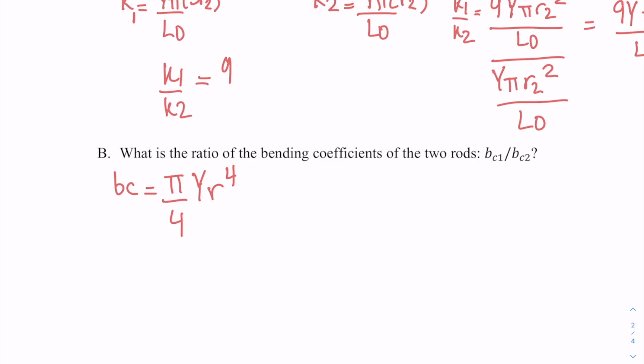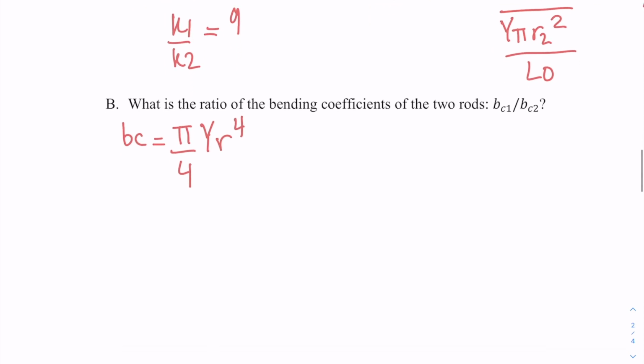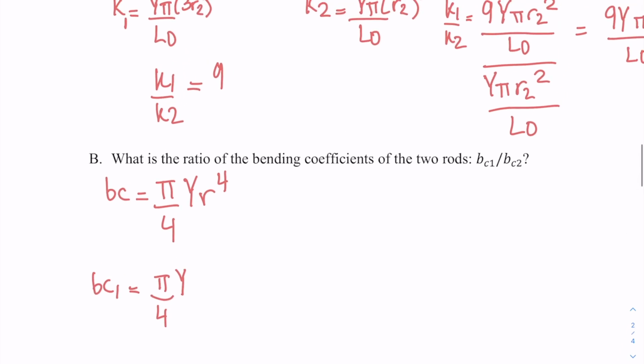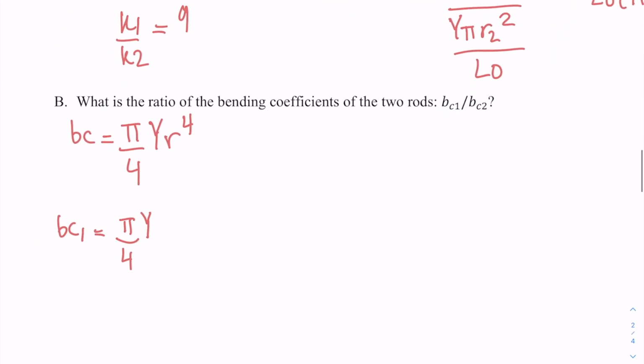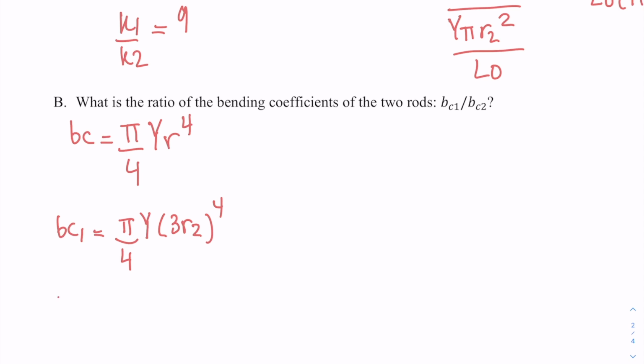That's our bending coefficient. Now, very, very similar, if we define BC1, we have the same pi over 4 times the Young's modulus, and then R1 is equal to 3R2. So we can just say 3R2 to the 4th, and then BC2 is pi over 4 Y times just R2 to the 4th, right?